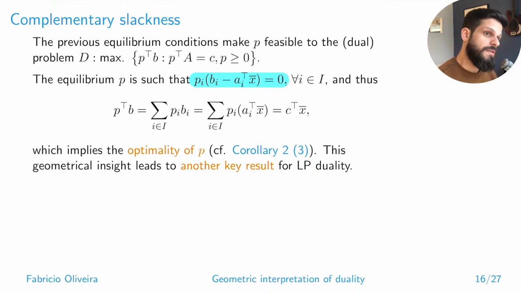It's another way to demonstrate how strong duality goes. And because this only holds because of that, you can see that this can also be seen as an optimality condition. Once you show this, we can use item 3 of corollary 2 you saw in the previous video to attest optimality of P.